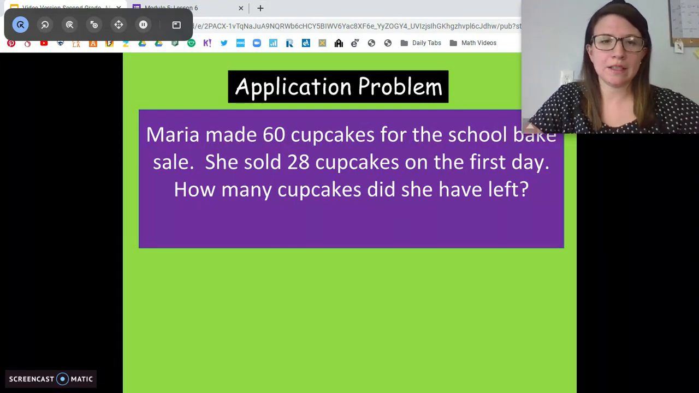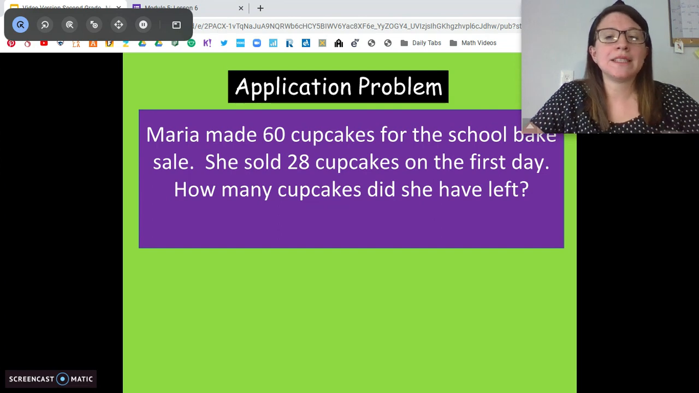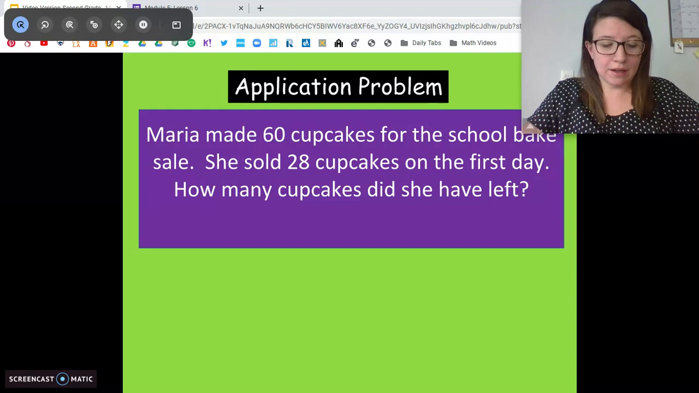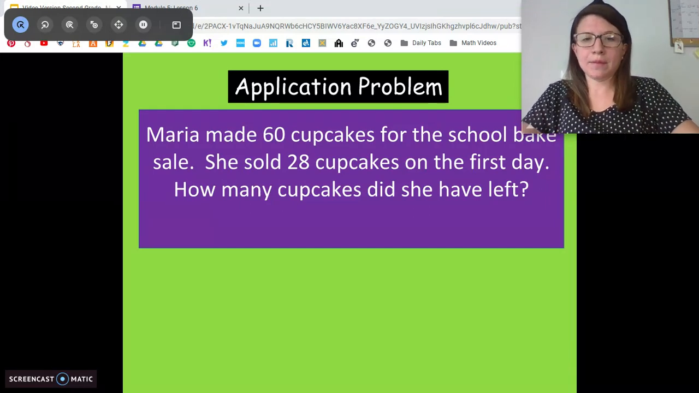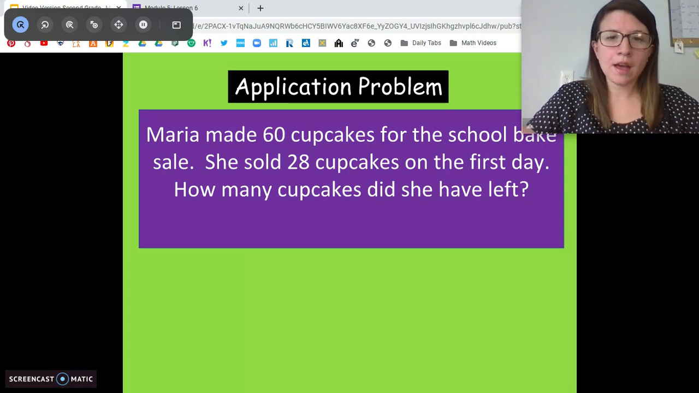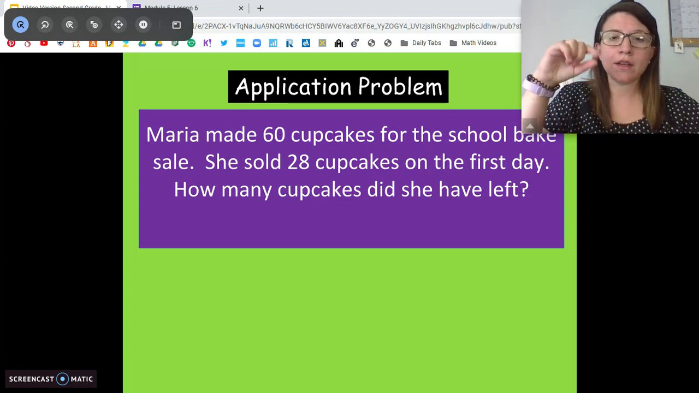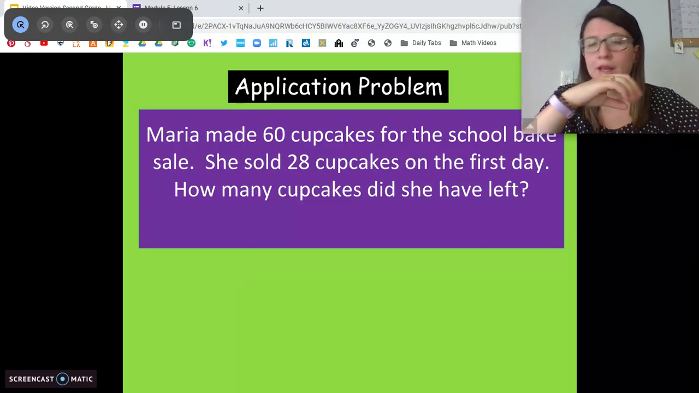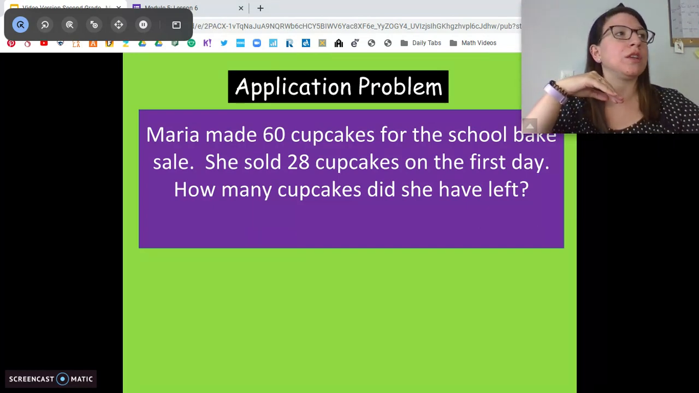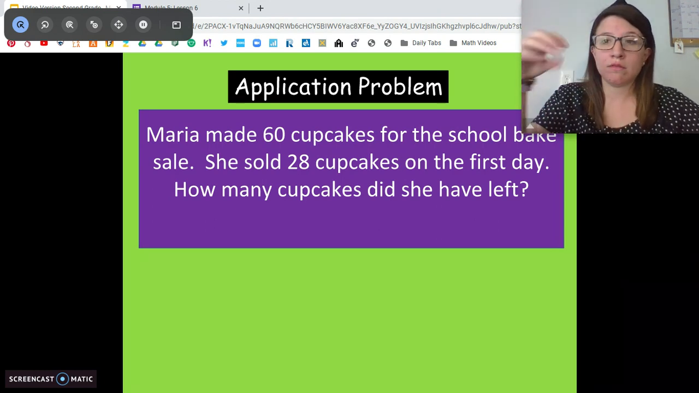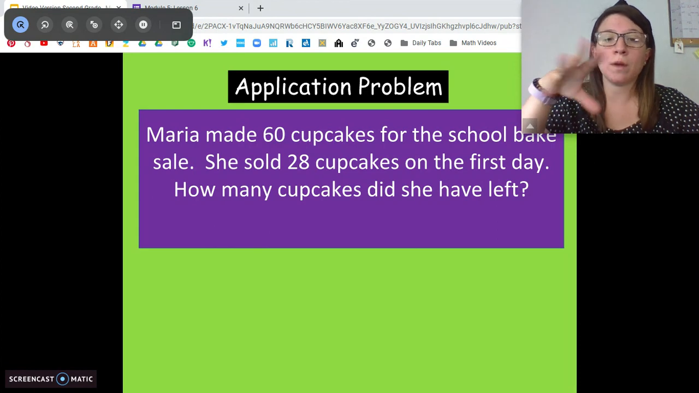So grab your paper and pencil, and here we go. Maria made 60 cupcakes for the school bake sale. She sold 28 cupcakes on the first day. How many cupcakes did she have left? Okay, I want you to pause the video and solve this whatever way makes sense to you. You can use place value charts, you can use the vertical method, you can use rounding up, finding the next 10, whatever strategy works for you. I want you to pause and solve.